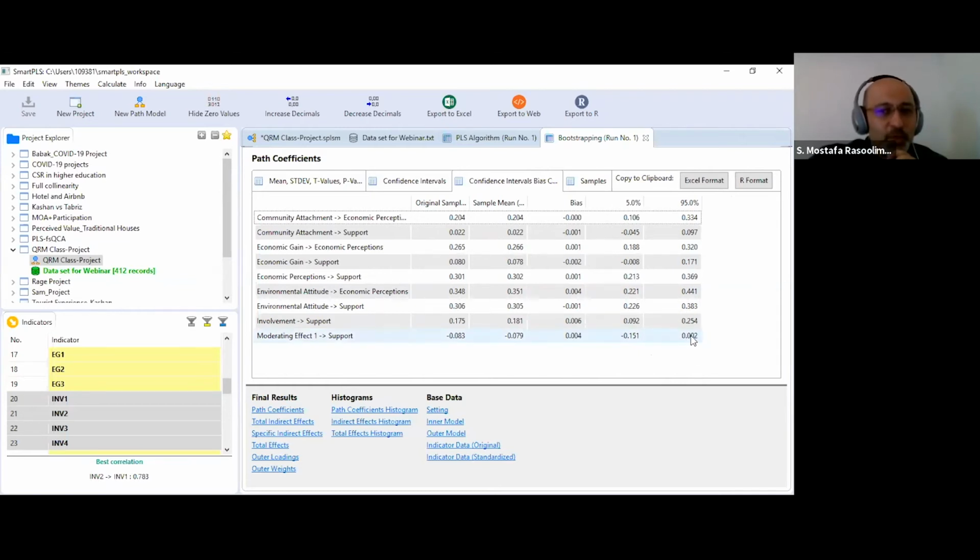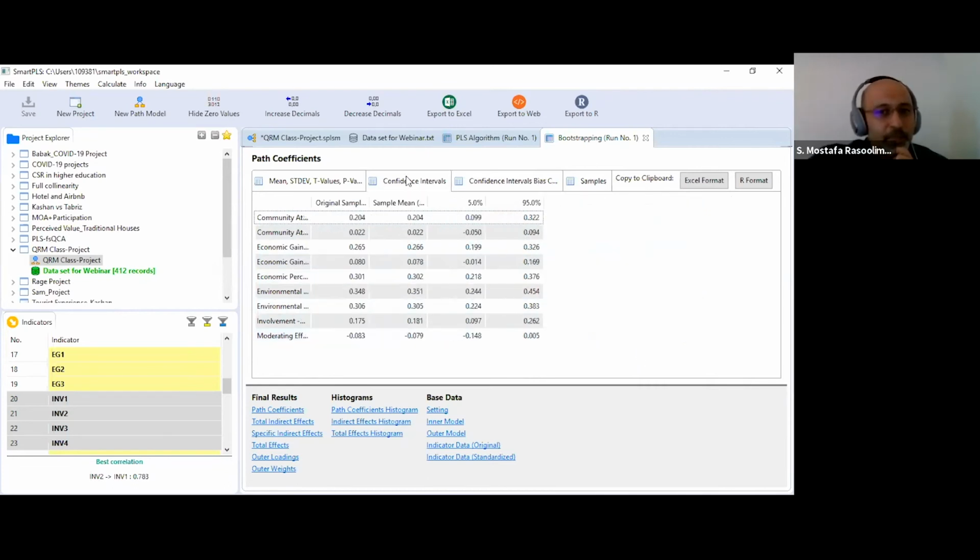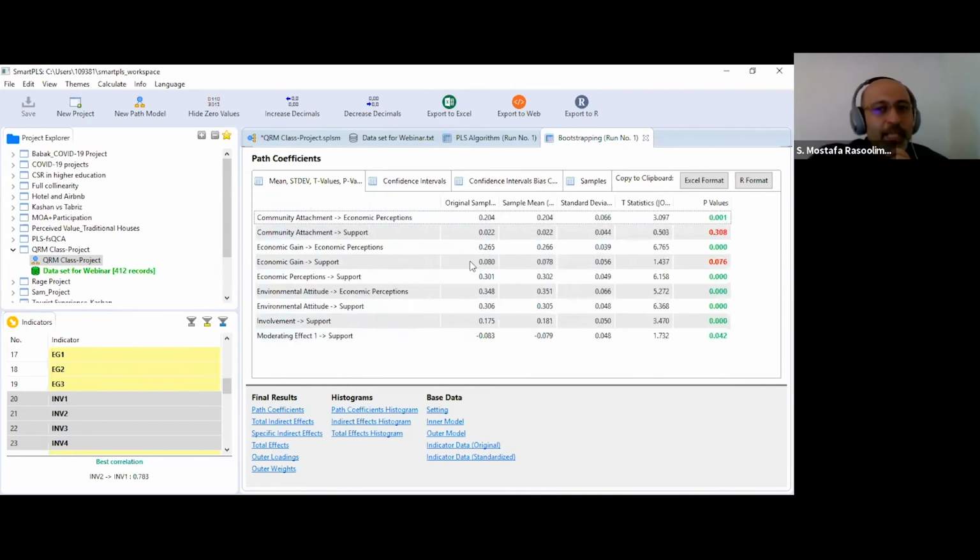It is very close to 0. The upper level is 0.002 and the lower level is minus 0.151. So 0 falls within this range. So based on the bias-corrected confidence interval, we cannot support. But based on the p-value, we can. But the p-value also is very close to 0.05.